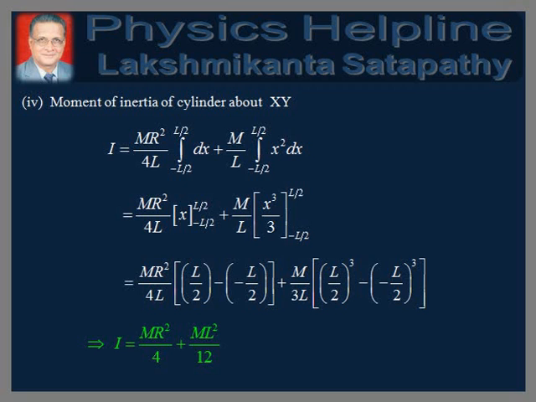We note that moment of inertia of a disc about a diameter is equal to mr square by 4. Here we get the additional term mL square by 12 due to distribution of mass away from the axis.